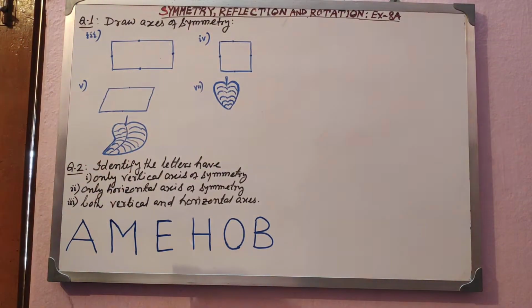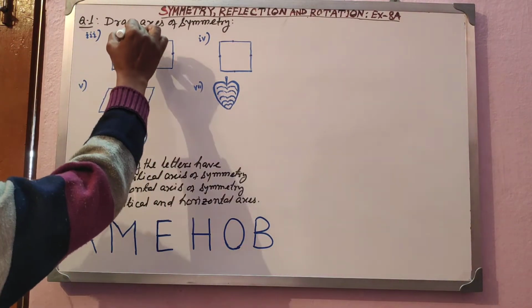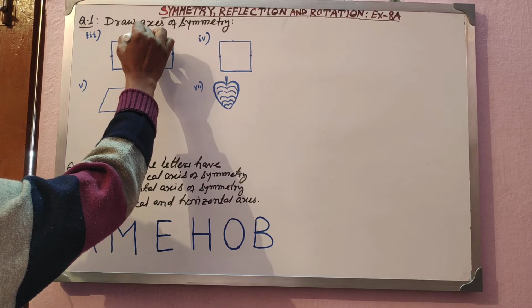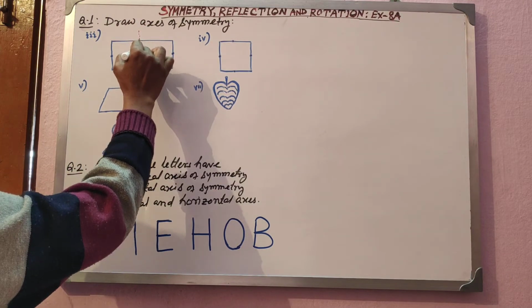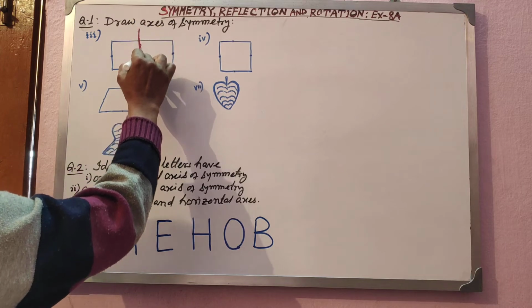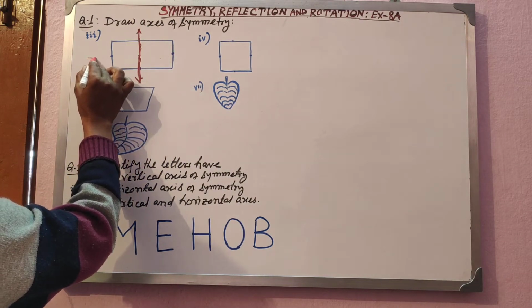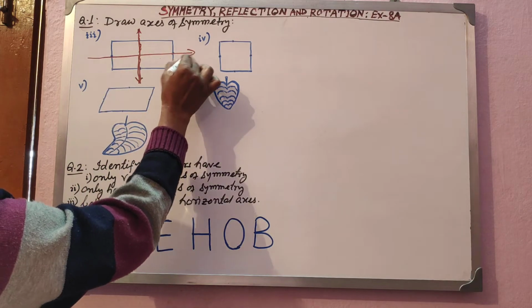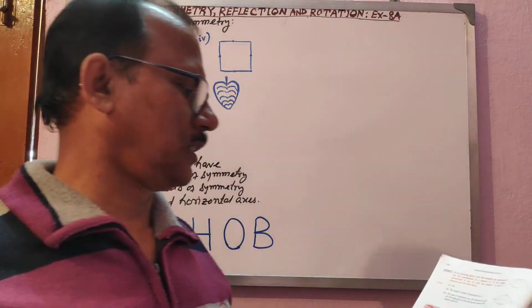Here I have taken the third one, which is a rectangle. You know, a rectangle will have two axes of symmetry. How? One vertically: if you draw a line to the midpoint of the opposite sides vertically, you will find an axis of symmetry. Now if you do it horizontally also to the midpoint of both opposite sides, you will find another. So it has two axes of symmetry.